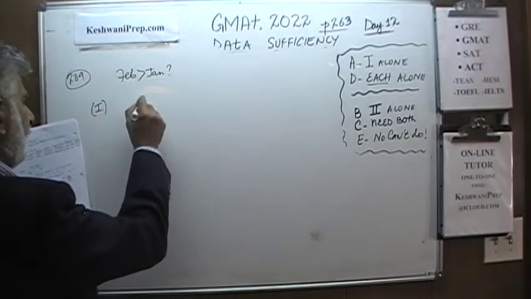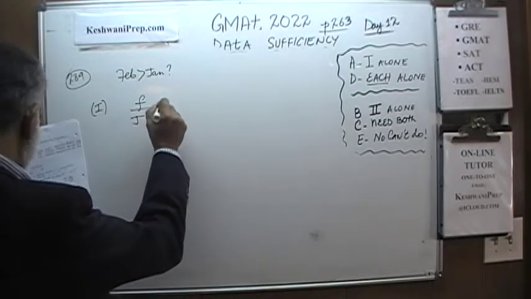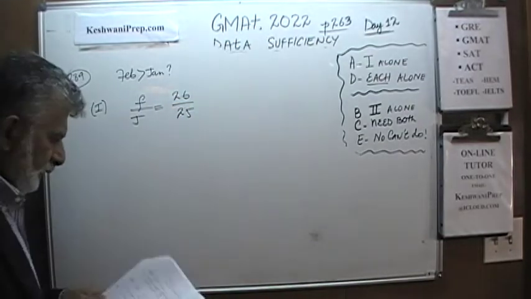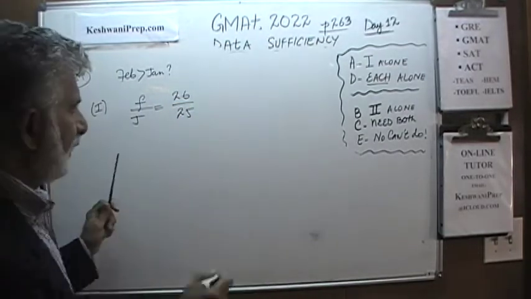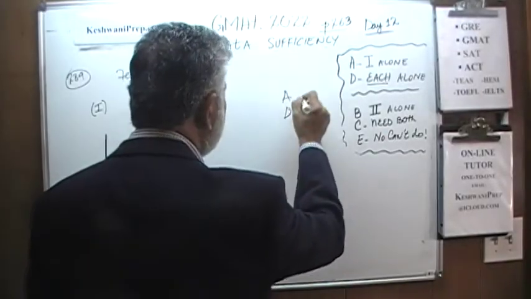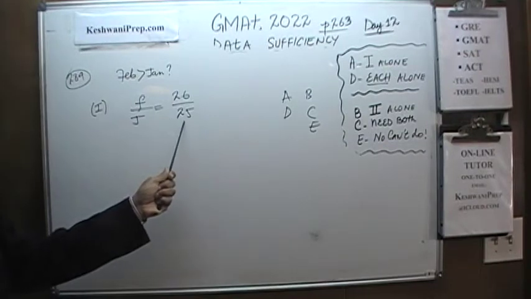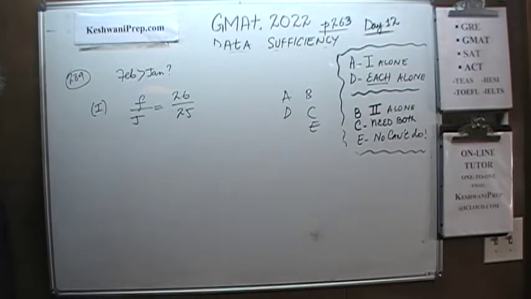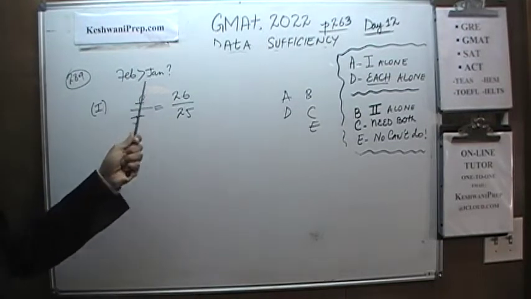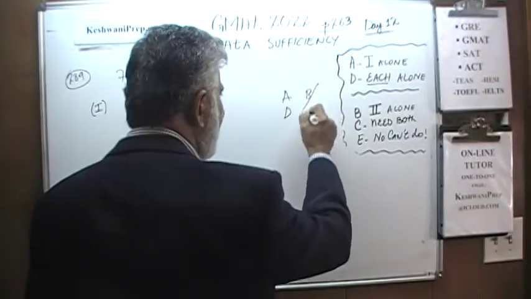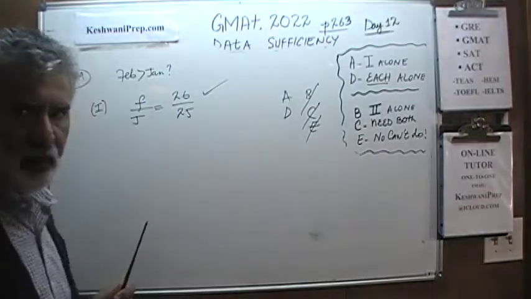In first statement, we are told that the ratio of February to January is 26 to 25. As you can see, that's more than enough. A, D, B, C, E. That tells us that for every $25 that we paid in January, we have to pay $26. Is February greater than January? The answer is yes. The first statement by itself is enough, which means the answer cannot be B, C, or E. It would have to be either A or D.